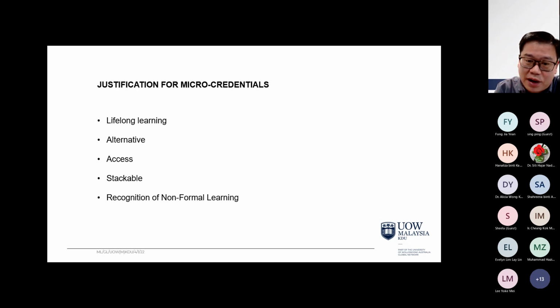But the thing about this kind of micro-credential is there's a lot of autonomy on the individual, so discipline is critical. Sometimes in the first 2 lessons, you're so gung-ho. 3rd lesson, a bit lazy. 4th lesson, you forgot. It always happens. So there must always be the self-discipline of the individual.